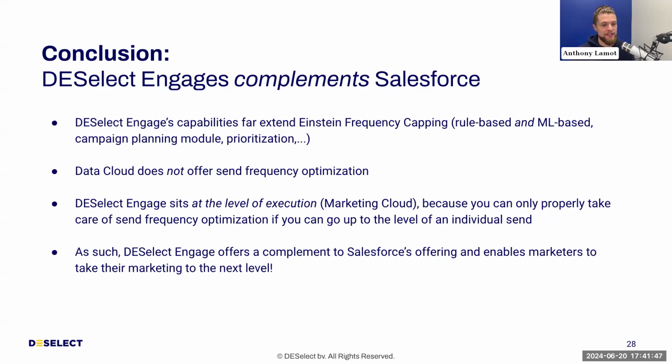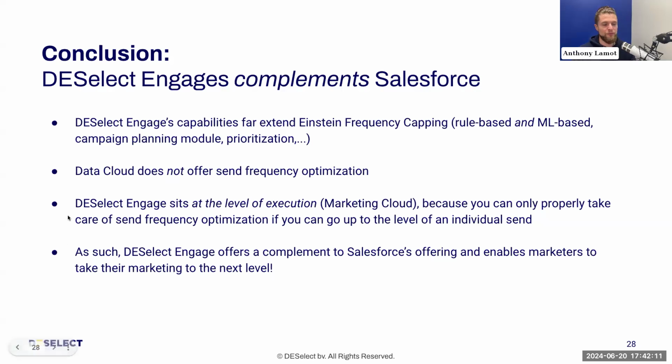I don't have a separate slide on that, but I just want to mention that Data Cloud does not offer send frequency optimization. Sometimes I've heard a bit of confusion around this because yes, in theory, you could create things like suppression lists in Data Cloud and you could sync that through. But first of all, you're going to have that same problem with the consumption-based model. There's not going to be a very cost-efficient way of doing things.